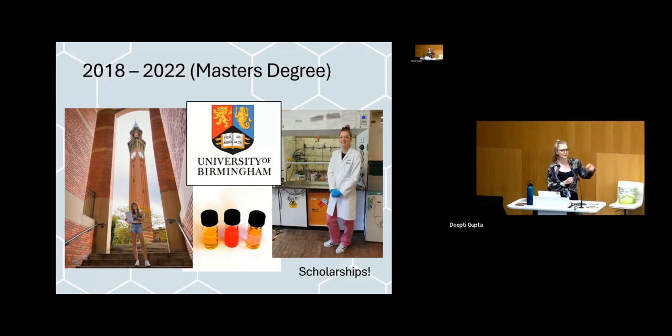On the far left, that's me holding up my master's report, which is like a 12,000 word summary of what you've done in your final year at university. And on the right, you can see me looking very proud of myself in the lab. Not quite sure what I discovered there, probably nothing.